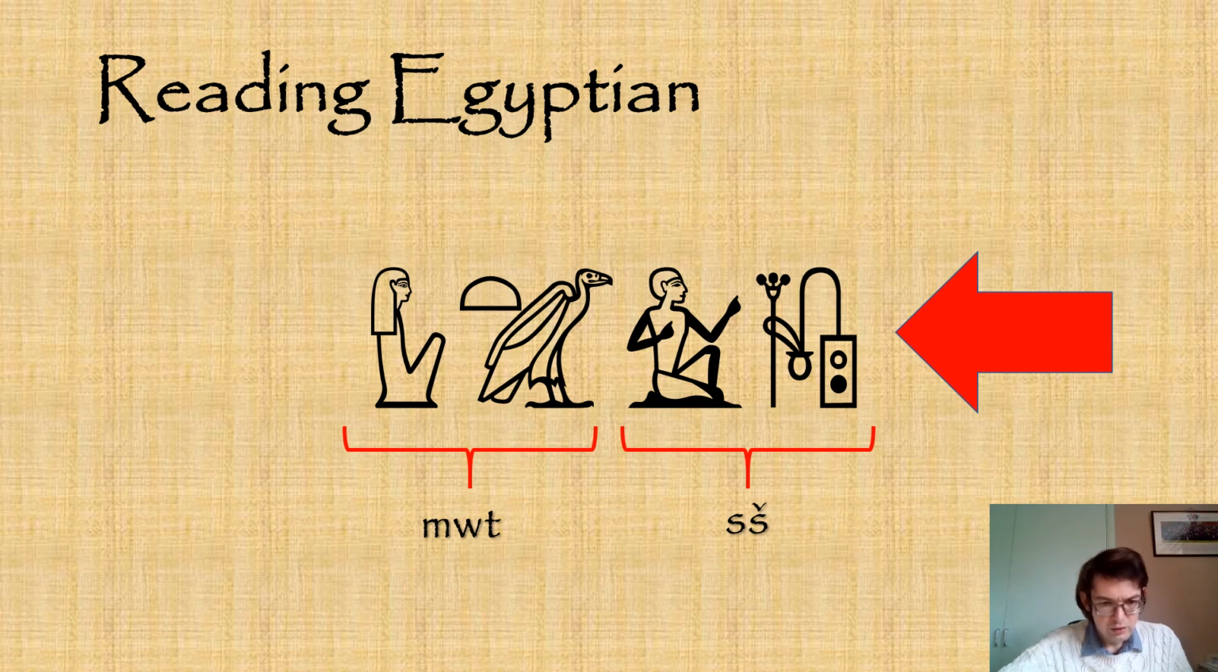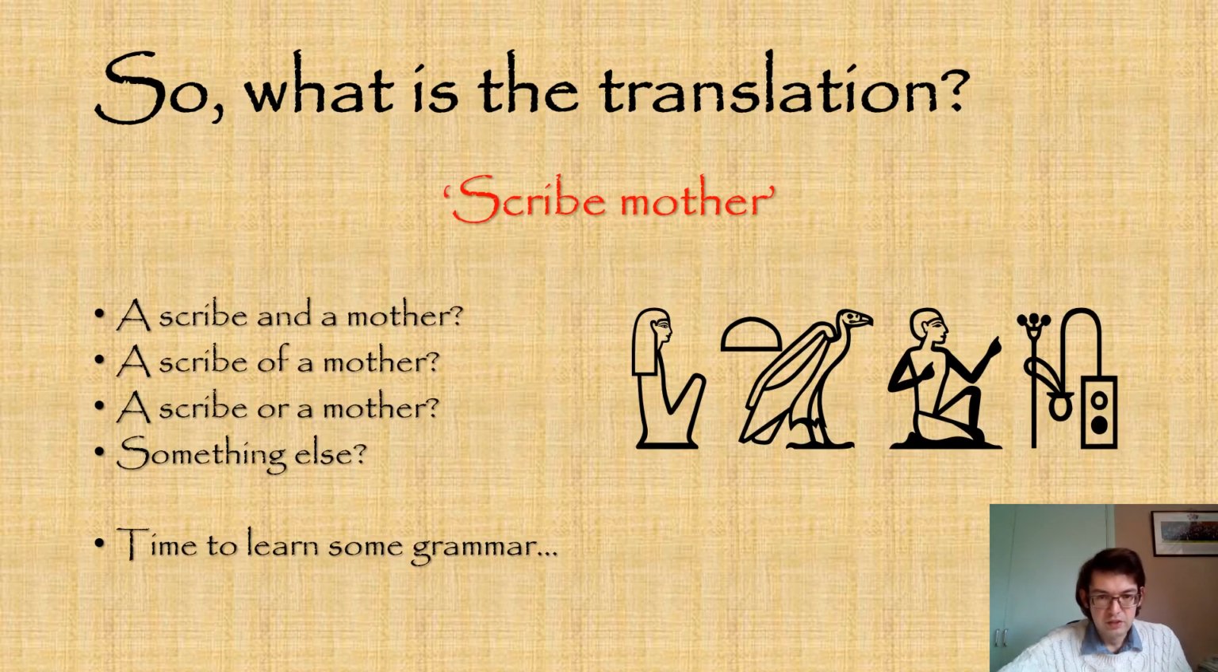But that's not quite a full translation yet. We've got the words, but we're not really sure how they fit together. What does scribe, mother mean? Is it a scribe and a mother? Scribe of a mother? Or a scribe or a mother? Something else? Perhaps because this is a small fragment of a larger sentence? In this case, we can't be sure, because this is such a tiny fragment.